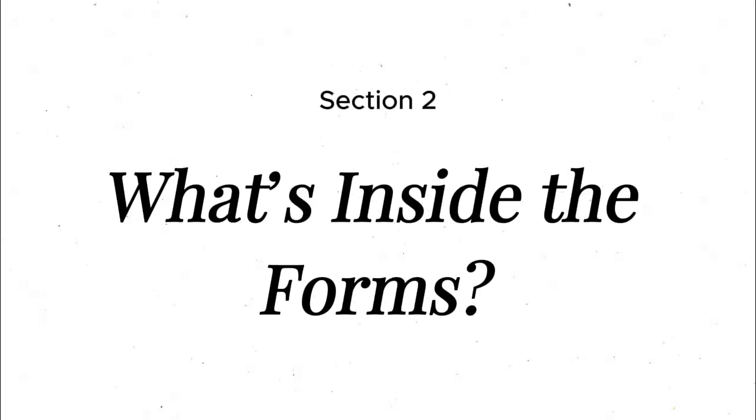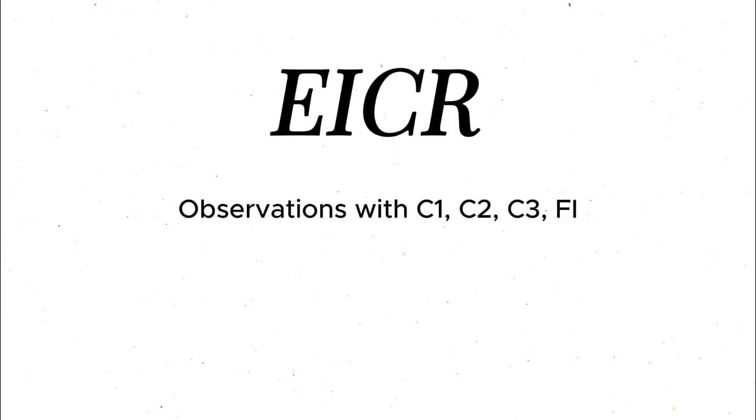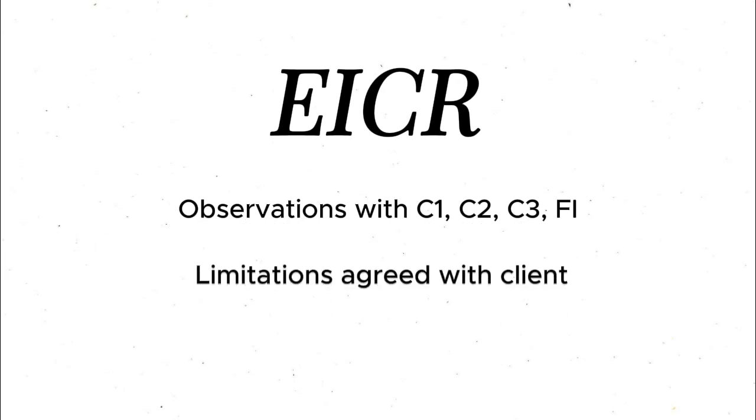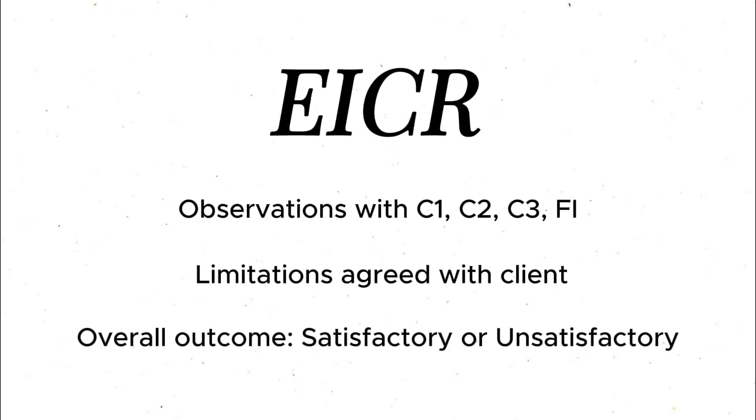What's inside the forms? Next, let's look inside. EICR includes observations with C1, C2, C3, FI. Limitations agreed with client. Overall outcome, satisfactory or unsatisfactory.